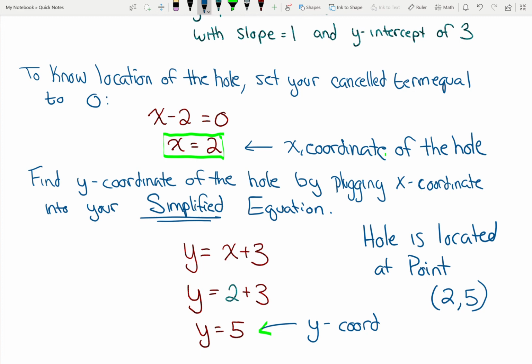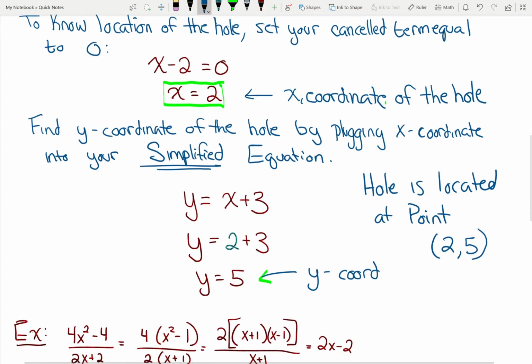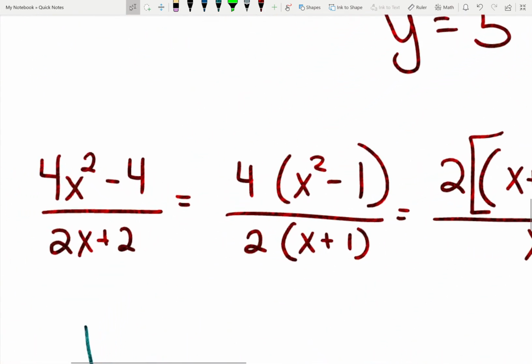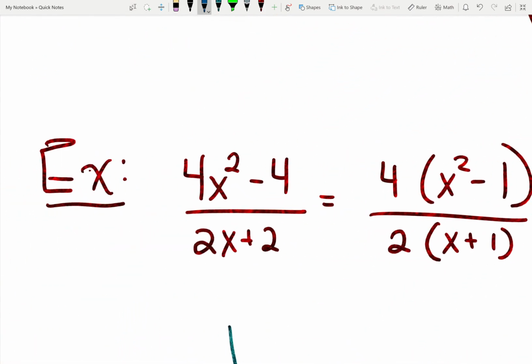Coming back over here. All right, so we've got example number 2. Here's our second rational function: x squared minus 4 divided by 2x plus 2. We know this is a rational function because there are x's in the numerator and x's in the denominator.